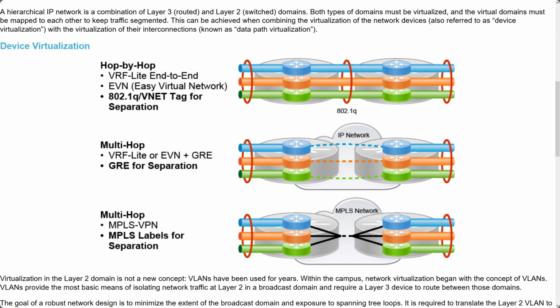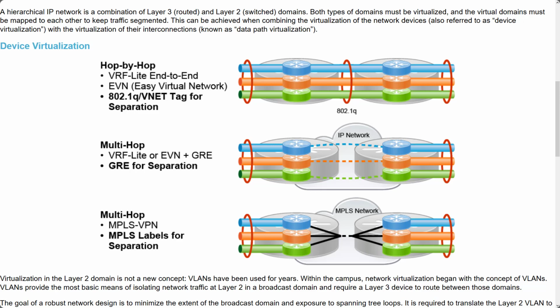Let's say, for example, a hierarchical IP network design is implemented. That means that you have a combination of layer 3 services, which are routed services, and layer 2 services, which are switching services. Both of these different types of services have to be virtualized, and the virtual domain has to be mapped to the other to keep that traffic segmented. We can do this a lot of different ways, but we combine virtualization of the network devices, which we call device virtualization, with the virtualization of their interconnections, which is what we call data path virtualization.